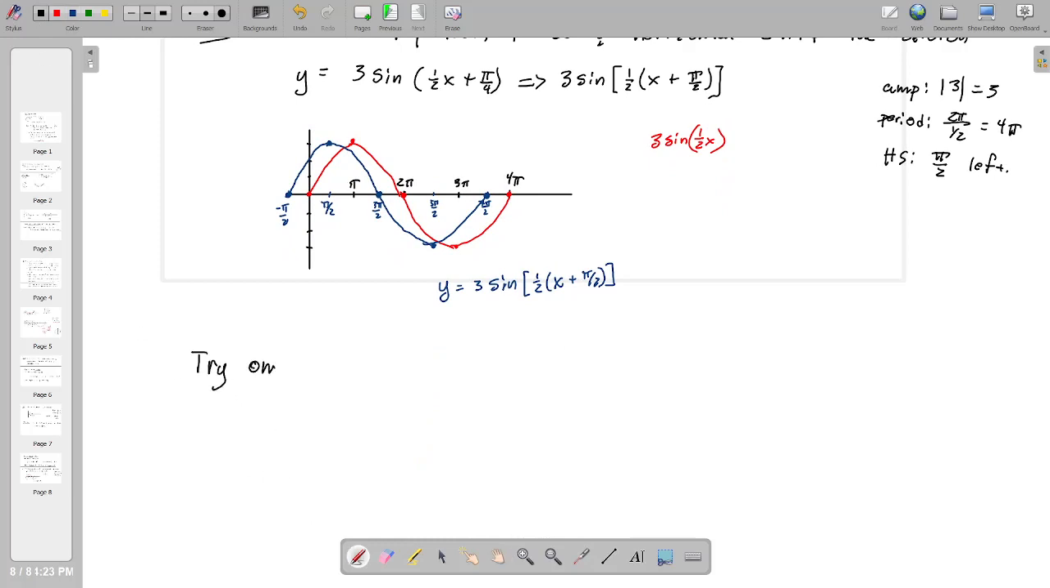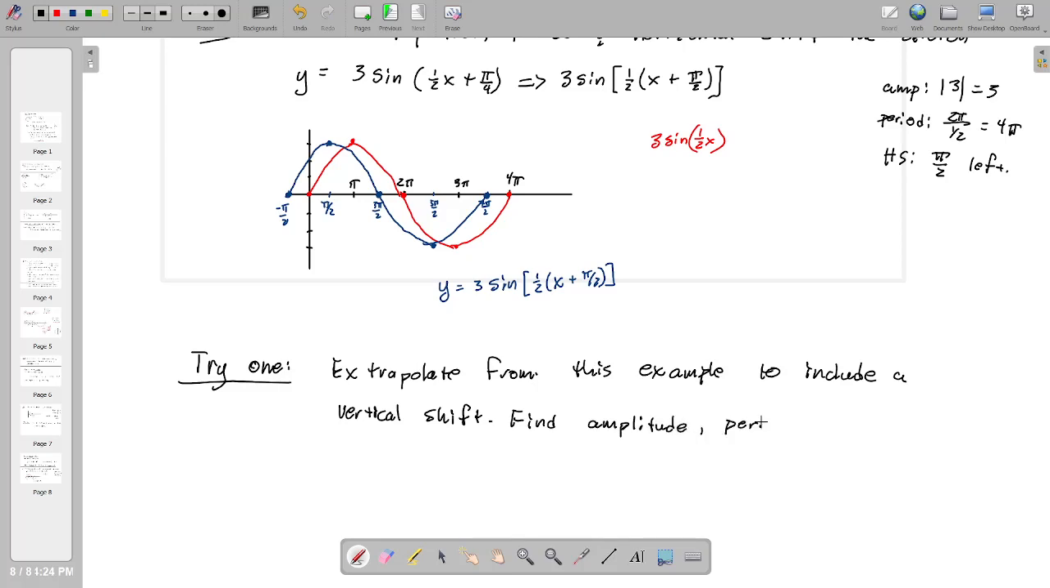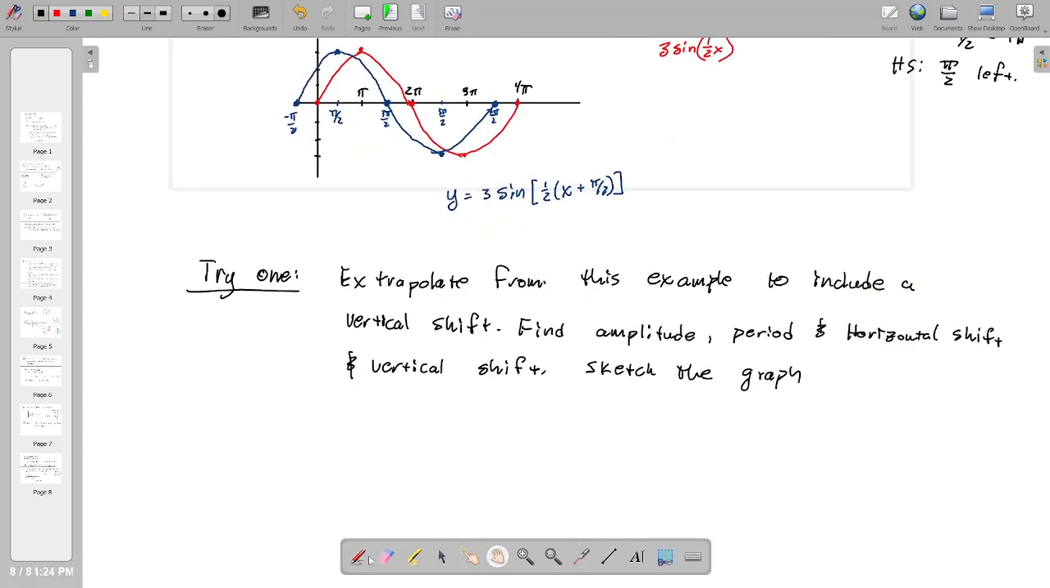Try one on the accompanying worksheet. Extrapolate from this example to include a vertical shift. Find the amplitude, the period, the horizontal shift, and the vertical shift. Then sketch the graph. If your function is y equals 2 cosine of (1/2 x minus pi) minus 2, you need to notice that this is your vertical shift. Your horizontal shift, your 1/2 is already factored out, so this will be your horizontal shift as well.